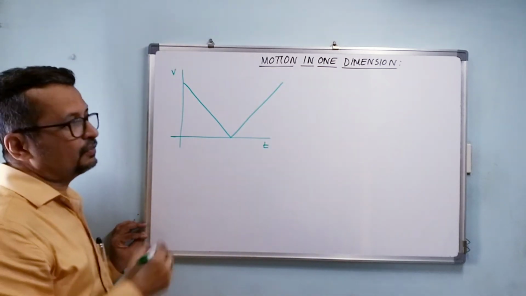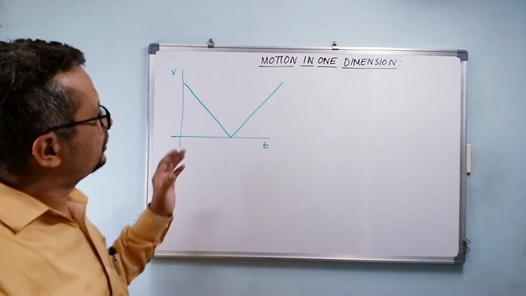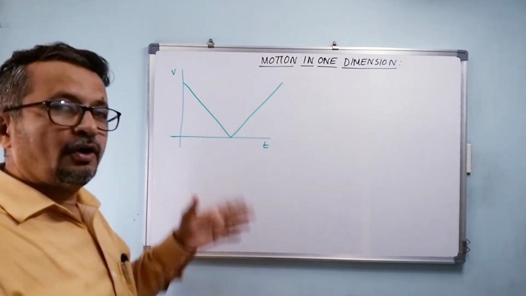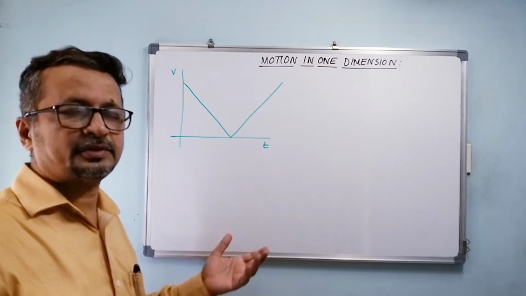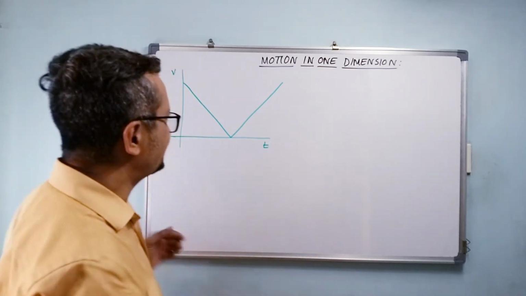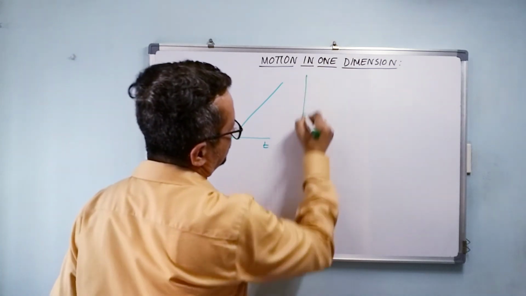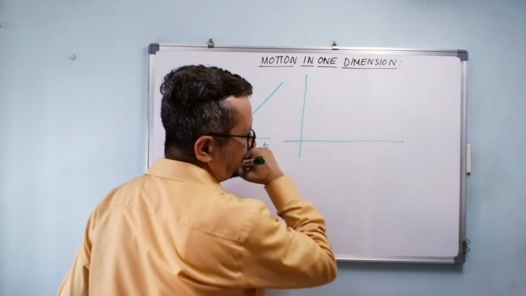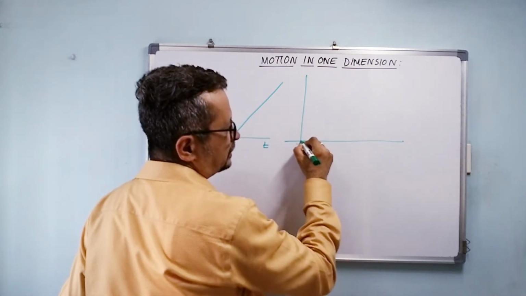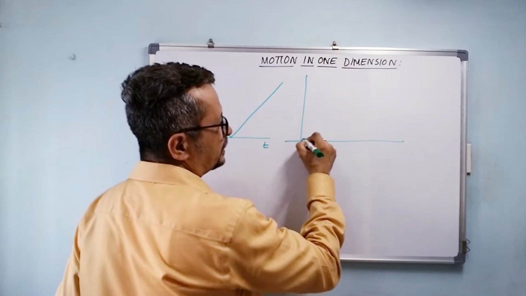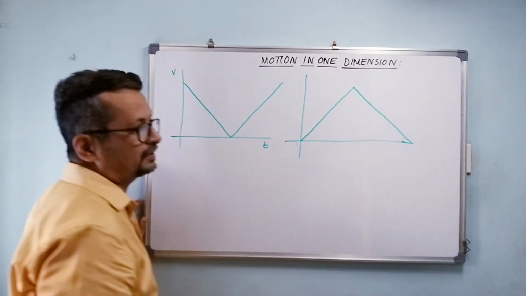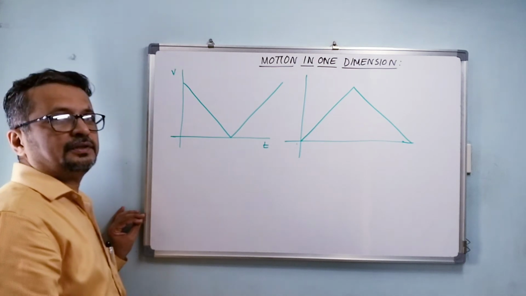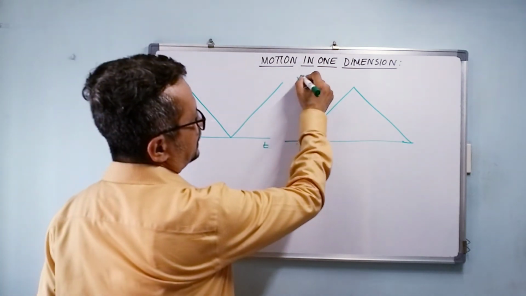Okay, what about an object dropped from the top of a tower? In that case, what would happen? If it is dropped, then at t is equal to 0, its speed would be 0. It would increase. Correct. Speed time graph.